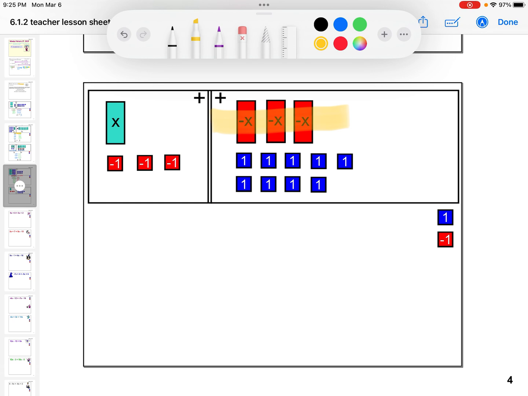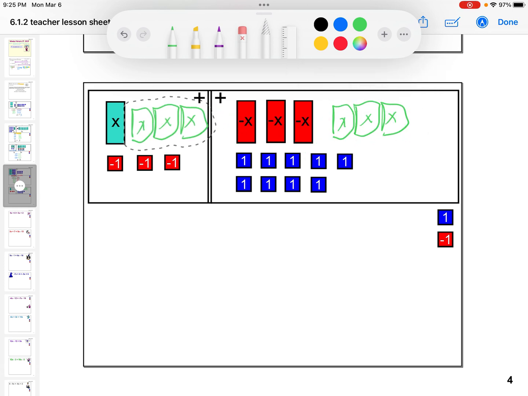So what I want to do is, since I cannot cancel any of these tiles on each side, I am going to add these 3 X tiles, positive X tiles on that side, right? And of course, if I add to the right side, in order to keep my balance and equality, I've got to put them over there. So what do I notice? I got some 0 pairs that are gone, right?